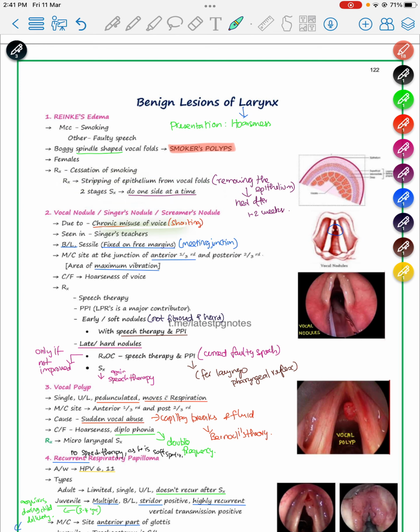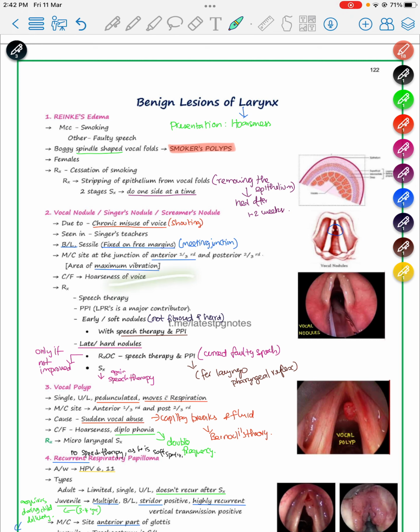Then we come to the vocal nodule, or singer's nodule, or screamer's nodule. This is also due to misuse of voice. The presentation is hoarseness of voice. It is usually bilateral, sessile, with a fixed free margin. The most common site is the junction of the anterior one-third and posterior two-thirds, the area of maximum vibration also.